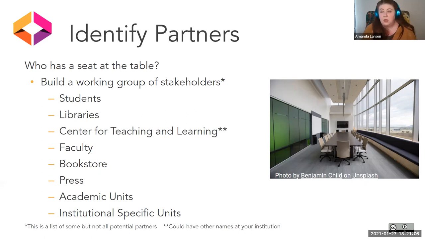The libraries could be a good partner if you aren't already a librarian. The Center for Teaching and Learning, that could be named something different at your institution. Mine is the Drake Institute for Teaching and Learning. It could be called whatever, but they're focused on teaching excellence and helping instructors do the thing. So that's where your instructional designers are going to be. Faculty, the bookstore might be a good partner, depending on your relationship. That's something that might be helpful. You could use the press if your university has a press.